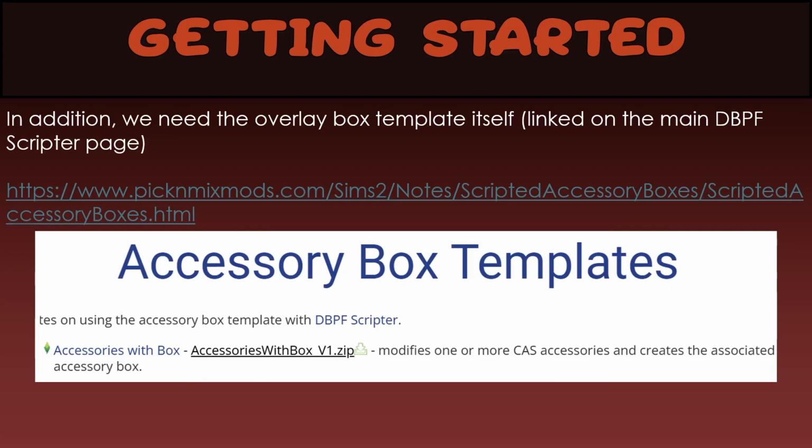In addition, we need an overlay box template. And that's linked on the DBPF Scripter page, but I've also thrown that up on the screen here. And we just need accessories with box version 1. Go ahead and download that. So we've got DBPF Scripter, we've got our script, and we're ready to go.